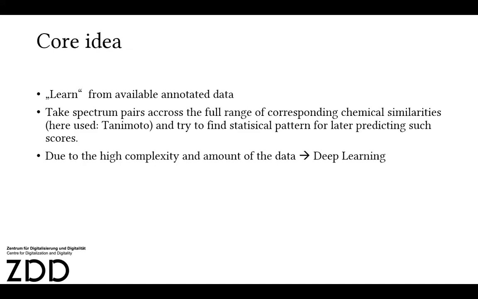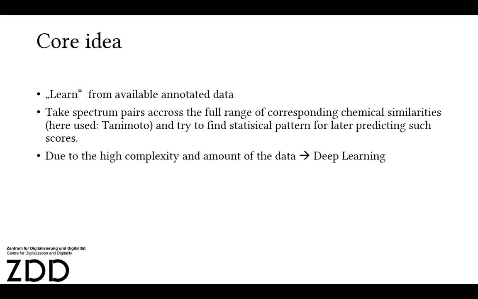So the core idea is that we aim to see if we can learn benchmarks from available annotated data. And so this means we take spectra from across the full range of chemical similarities, and chemical similarity is a whole field on its own, so I'm not going into details here. What is chemical similarity, how do you measure it, and so on. So there's a whole debate that you could fill with this. We are simply using a Tanimoto score based on fingerprints as they were introduced in the earlier presentation, right? So presence-absence fingerprints of certain chemical structures, and Tanimoto scores.